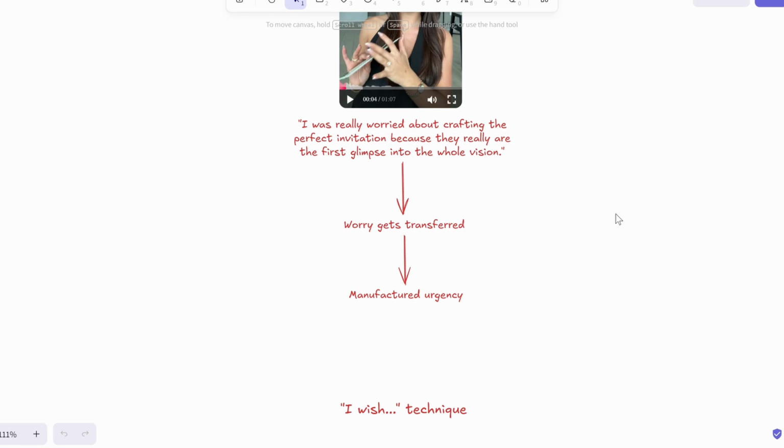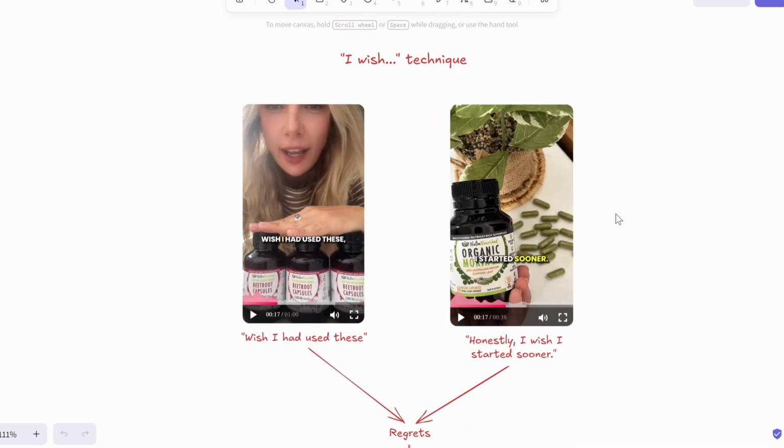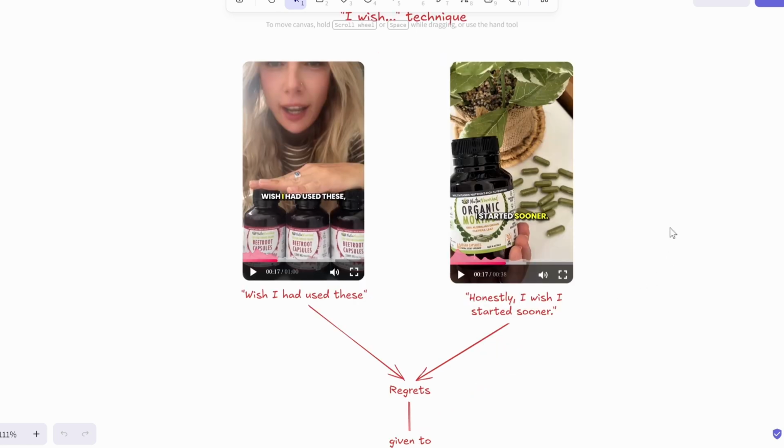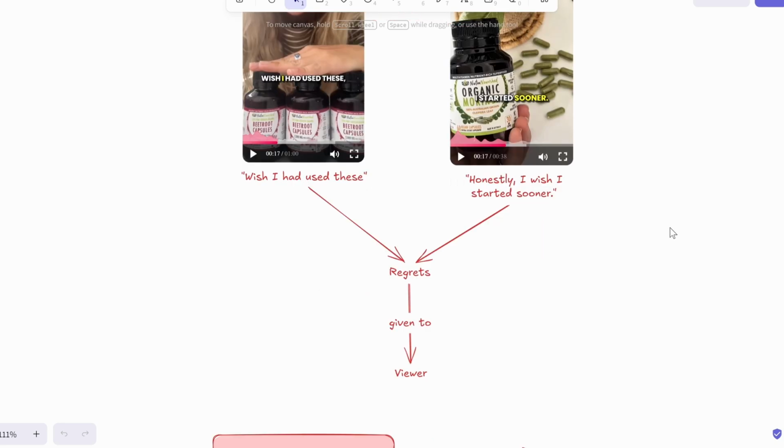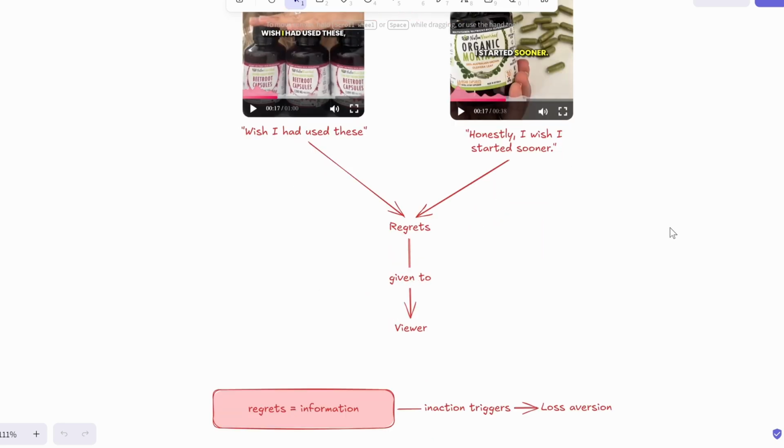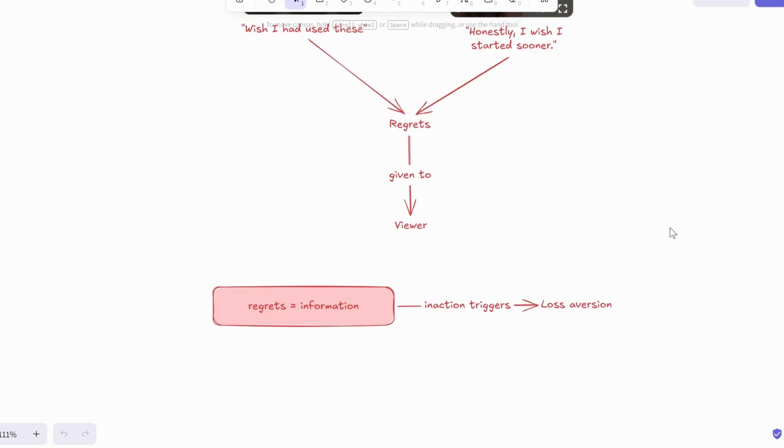Now, the third technique is the I wish technique. So for example, I wish I had used these sooner, or honestly, I wish I started sooner, or something like I wish someone told me. The creator is telling the viewer their own regret. The viewer now has the information that the creator didn't have before when they were in the same position. And nobody wants to be the person who had all the information and still waited, only to possibly live out the same regret, which triggers loss aversion. The regret has already been lived by someone else, so the rational move now is to take action.